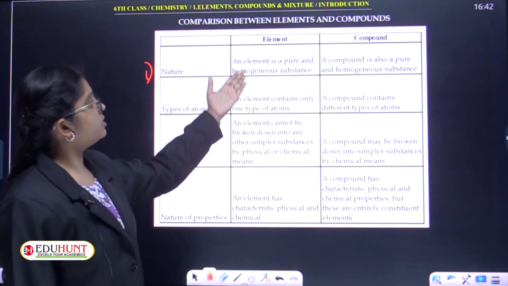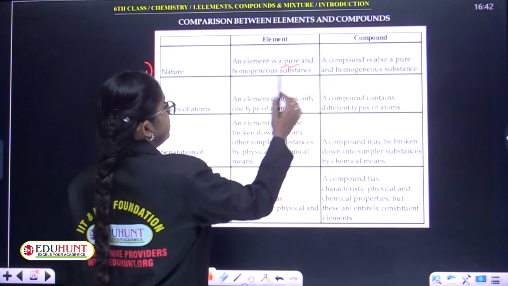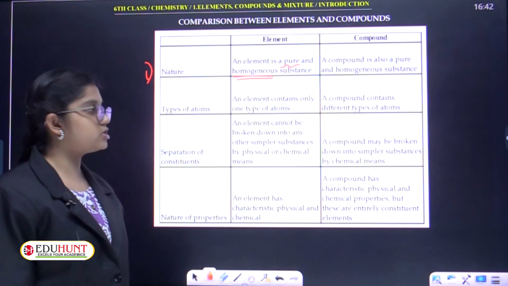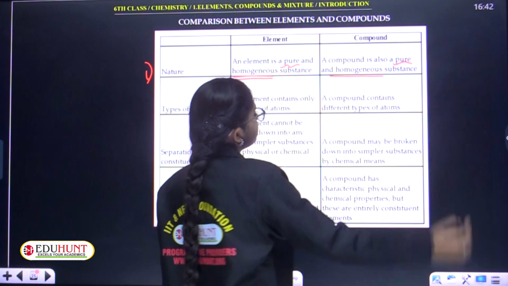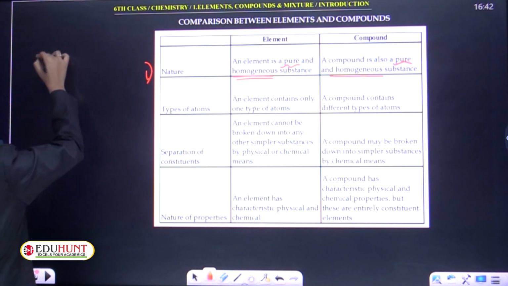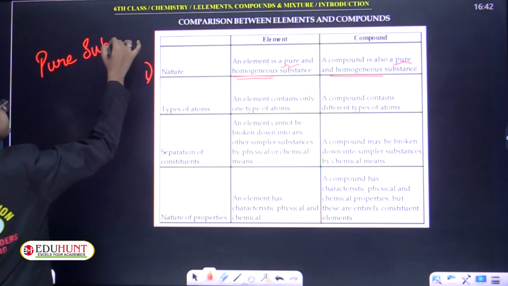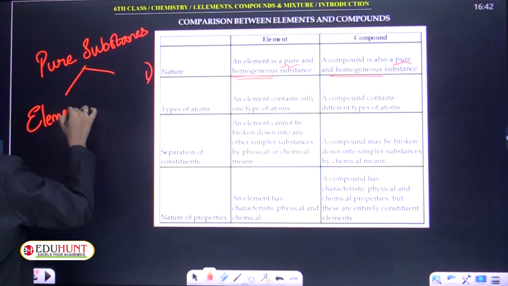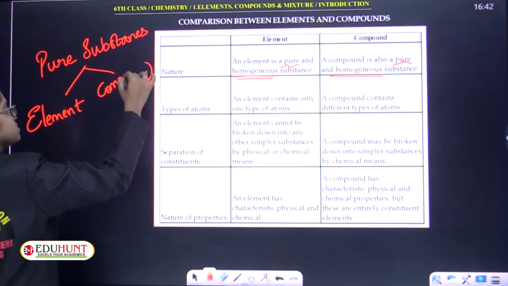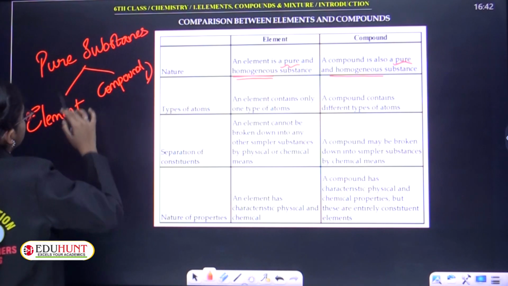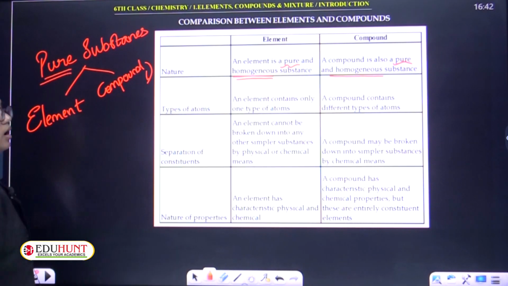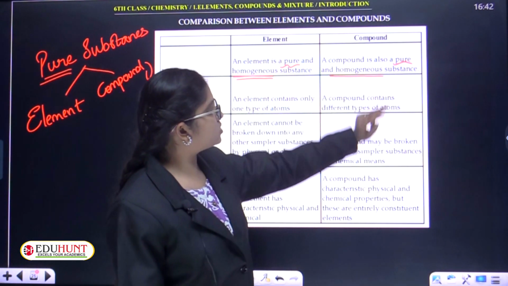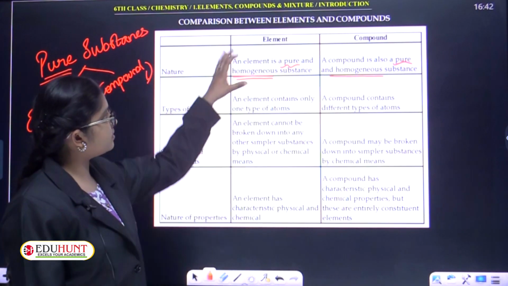Okay, the nature. Element is having a pure homogeneous nature. Elements are pure and are homogeneous substances. What about compounds? Compounds are also pure and homogeneous substances. You remember the point, children? Pure substances are classified into two types. What are these? Elements and, come on, elements and compounds, right? So, element is also a pure substance, compound is also a pure substance. Very good. So, element is also a homogeneous substance, compound is also a homogeneous substance. Okay, this is a similarity we can say.